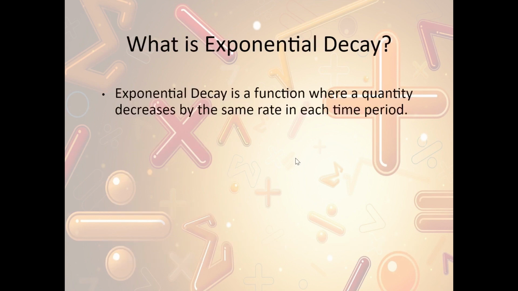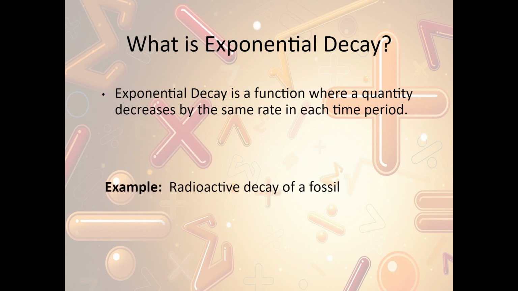So let's look at exponential decay now. Exponential decay is a function where a quantity decreases by the same rate in each time period. An example of this would be radioactive decay of a fossil. So when something dies, it eventually becomes just bones, right? We know this through archaeology.